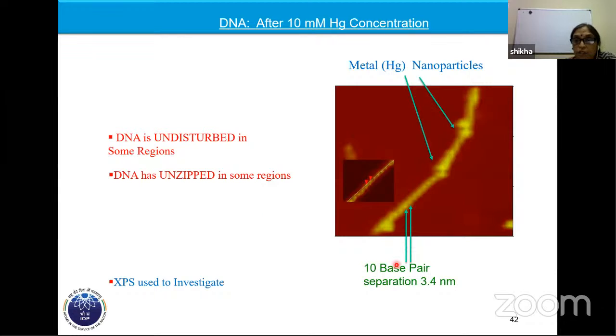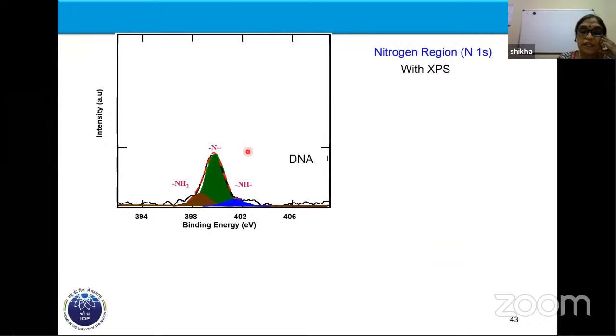And how do we know all this, that mercury is here and that some unzipping has taken place? For this, we have used, again, XPS, X-ray photoelectron spectroscopy, as we discussed, to find out what is happening in these areas. This is what the DNA looks like before its interaction with mercury. We are looking in the nitrogen region, at what is happening to the nitrogen part. This is the amino group from the DNA, this is the amine group, and this is the amine group.